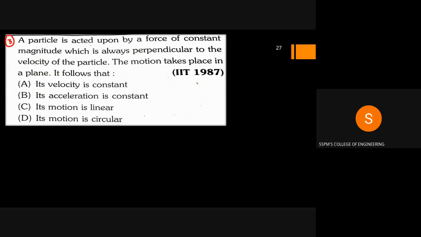A particle is acted upon by a force of constant magnitude, which is always perpendicular to the velocity of the particle. The motion takes place in the plane. It follows that its velocity is constant; second, its acceleration is constant; third, its motion is linear; and fourth, its motion is circular. Actually, this is a problem on circular motion.